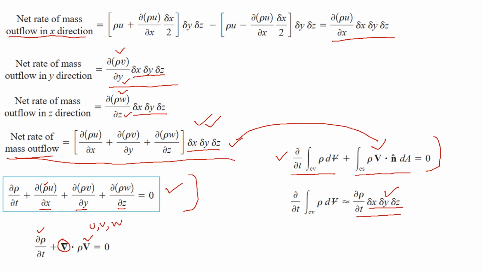We have already written equations in this form. I hope this is clear. This is the differential form of the continuity equation in a more generalized manner. Now let's see how this equation behaves when we deal with unsteady conditions, steady conditions, compressible fluids, and incompressible fluids. So let's see that.